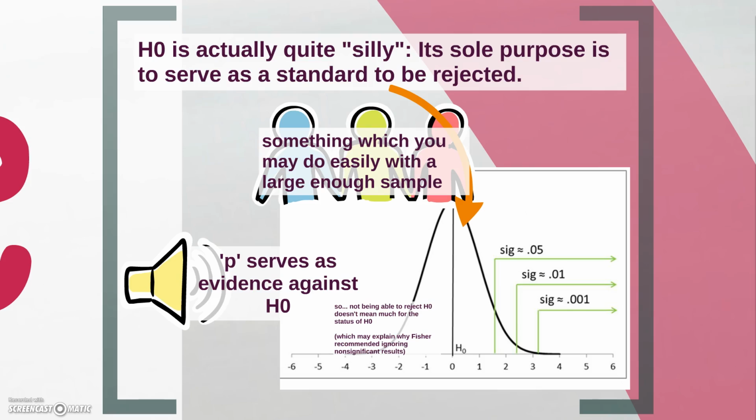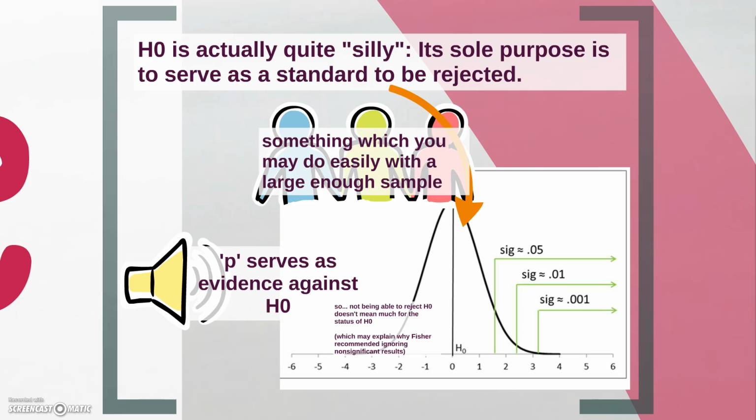It allows us to create that exact distribution, to create that standard comparison distribution. So basically, the null hypothesis's sole purpose is to serve as a standard to be rejected. So it doesn't have much value otherwise.